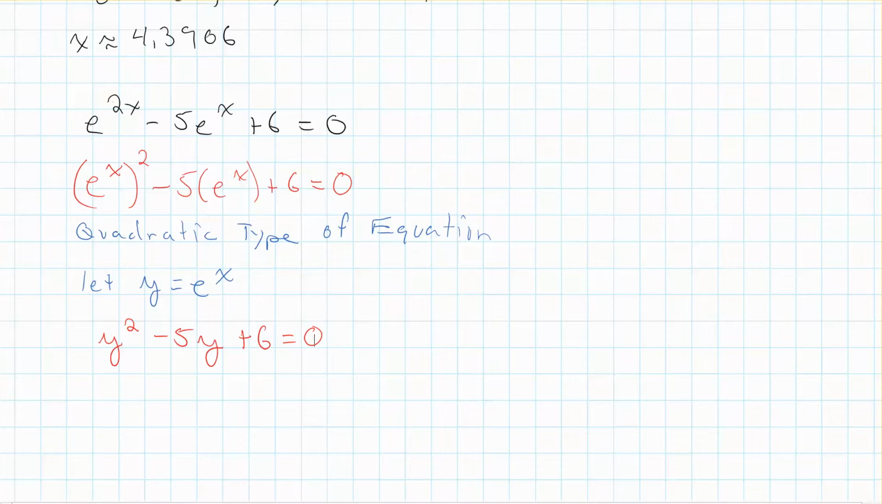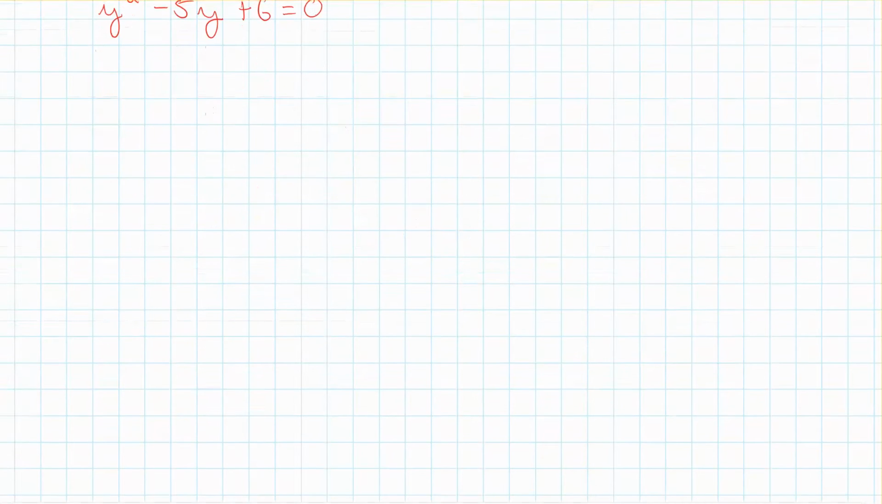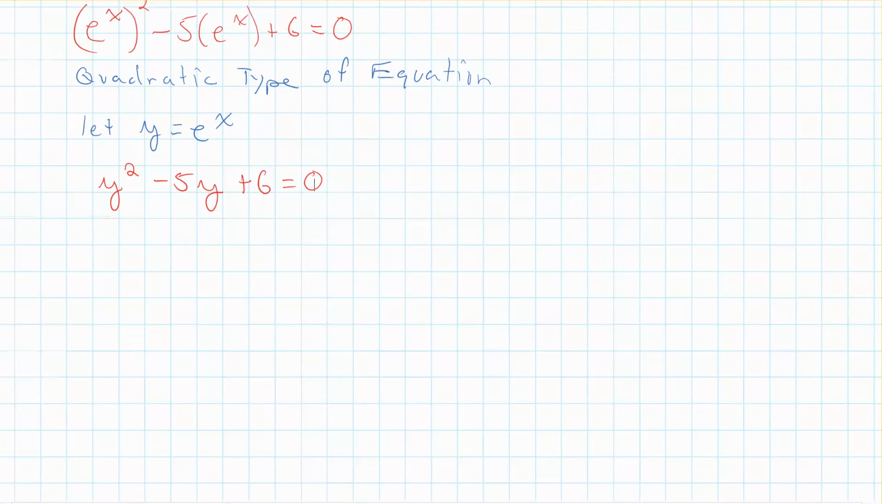Well, I can now solve this equation for y. That's pretty straightforward to do. Because this factors, and this would factor to y minus 3, y minus 2 equals 0. And then, of course, this is just y is equal to 3 or y is equal to 2.